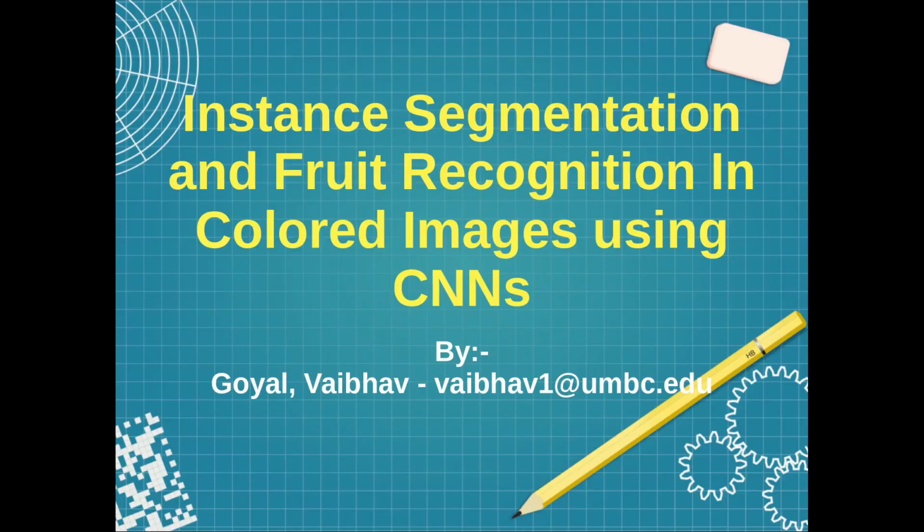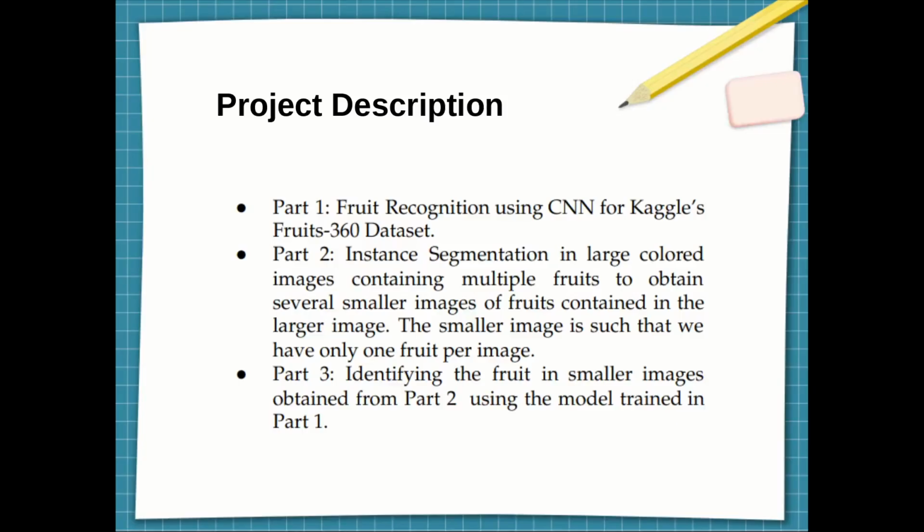So my project description, like I told you, my topic is fruit recognition. My project is divided into three parts. Part one is fruit recognition using convolution neural networks on Kaggle's Fruit 360 dataset. I'll explain later about the dataset, what it contains, and how I did this part.